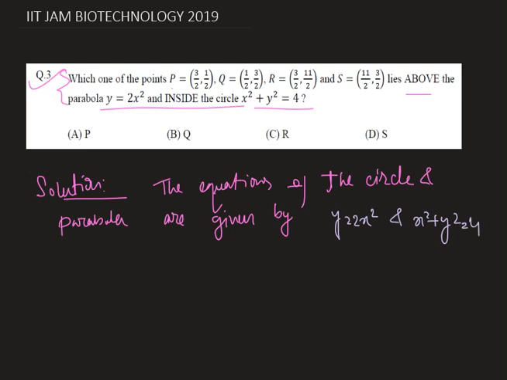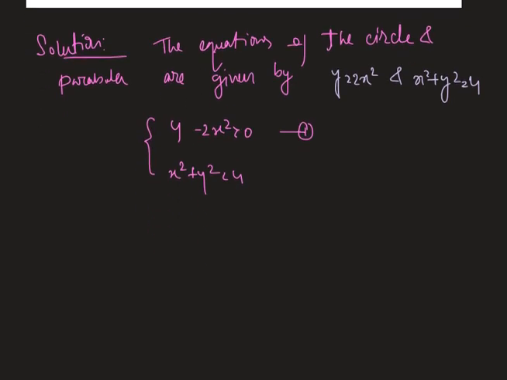Now we just need to find, after putting the values of x and y in these two equations, we just need y minus 2x squared to be greater than 0 because the point must be above the parabola, and x squared plus y squared to be less than 4 because it must lie inside the circle also. So these two conditions must be satisfied by the particular point.